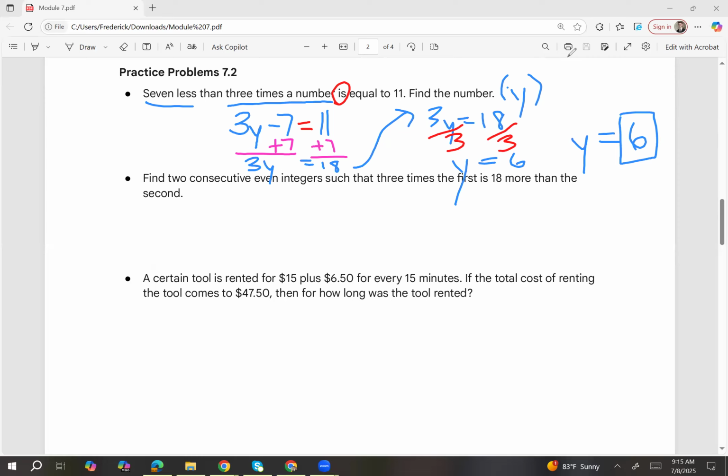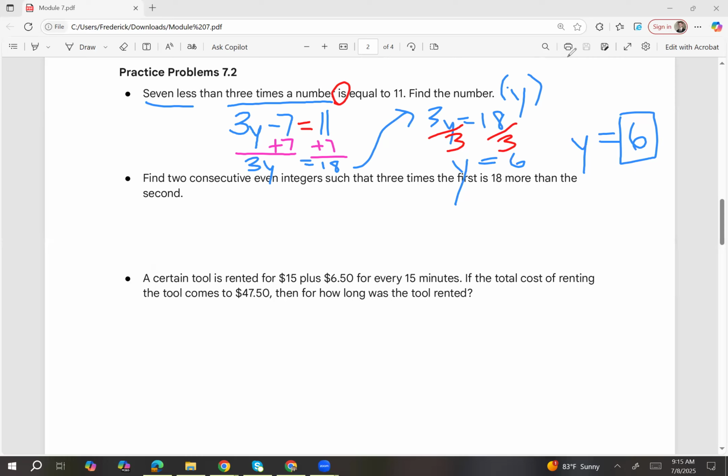Notice the problem description itself doesn't say anything about y, and so we don't necessarily need to include what we chose to represent the number when reporting our final result. We're just looking to report the number, so it's 6 for this example.